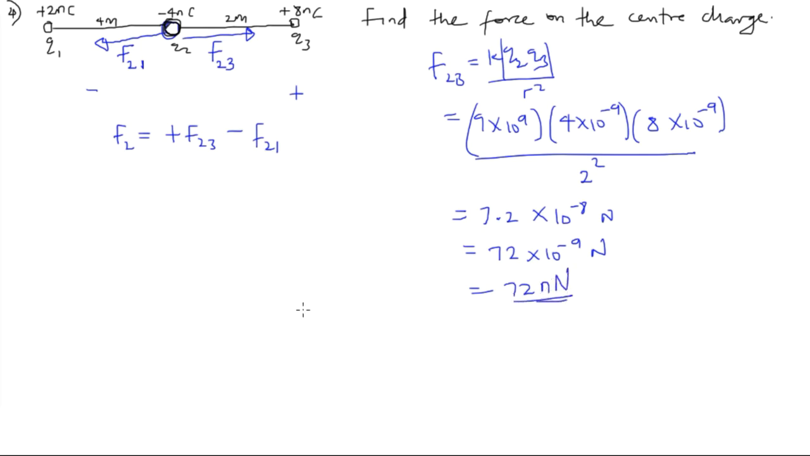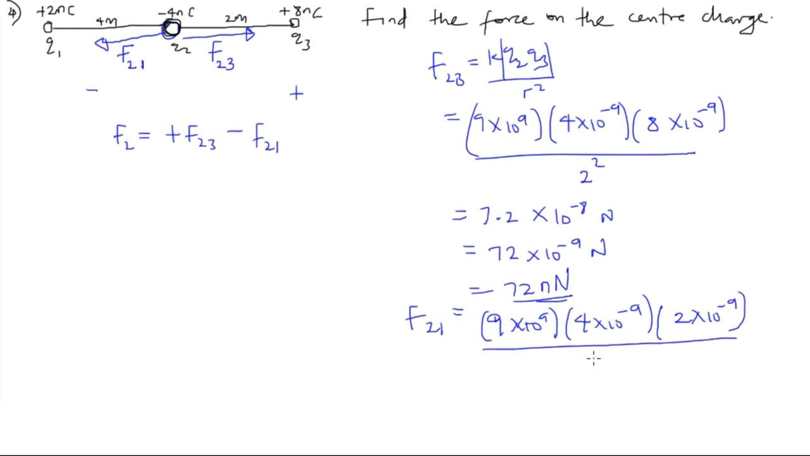Okay, now let's quickly find F21. F21 will be K, which is 9 times 10 raised to the power 9, multiplied by Q2, and of course Q2 is 4 times 10 raised to the power minus 9, and then I need to multiply it by Q1, which is 2 nano, 2 times 10 raised to the power minus 9, upon the square of the distance between them. That's 4 squared, and that must of necessity be equal to 4.5 times 10 raised to the power minus 9 newton. It is the same thing as 4.5 nano newton, because nano is just a prefix in physics. Nano means 10 raised to the power minus 9.